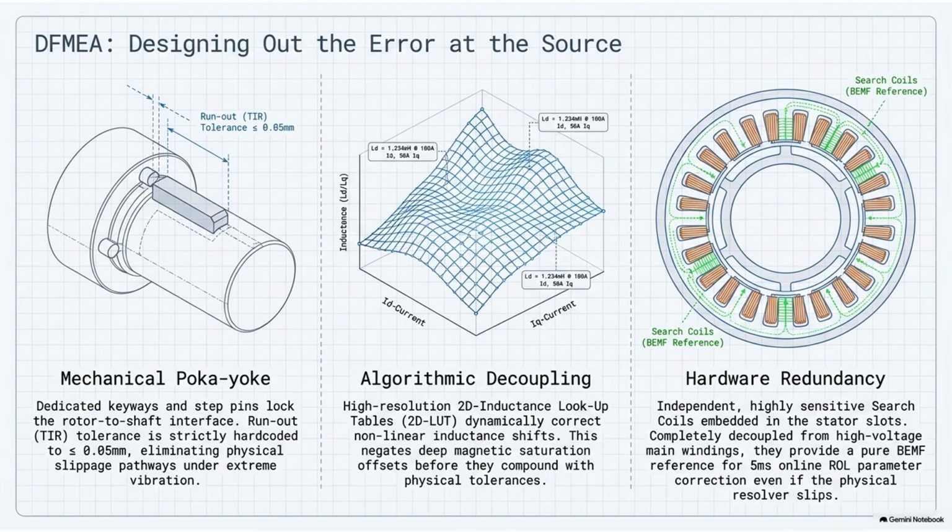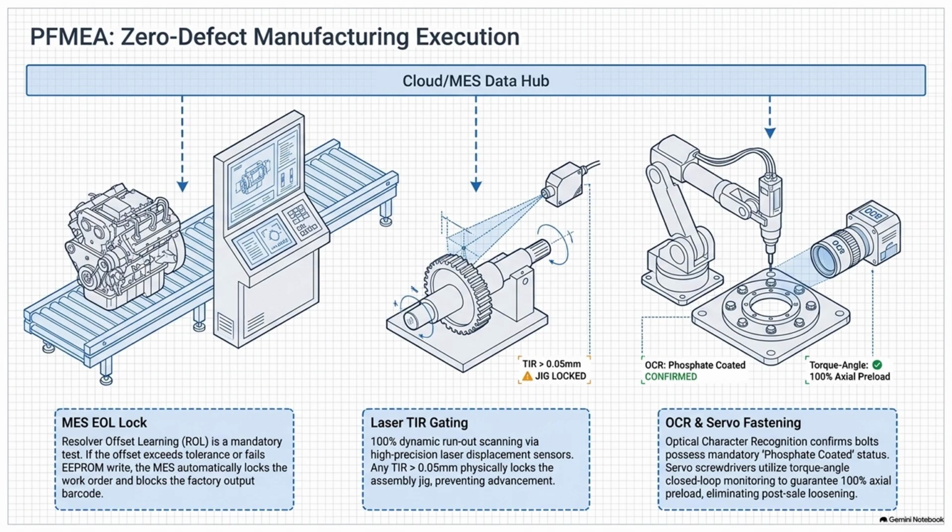To fight thermal saliency, the designers implemented algorithmic decoupling. They embedded a high-resolution 2D inductance lookup table, or LUT, directly into the primary control software. How does a lookup table fix a magnetic distortion? It's basically just a massive cheat sheet for the computer, right? Yes, it's a massive multi-dimensional grid of data.